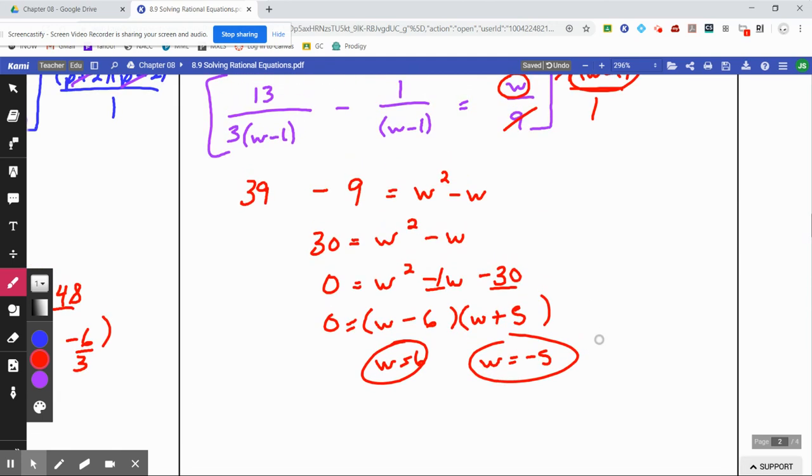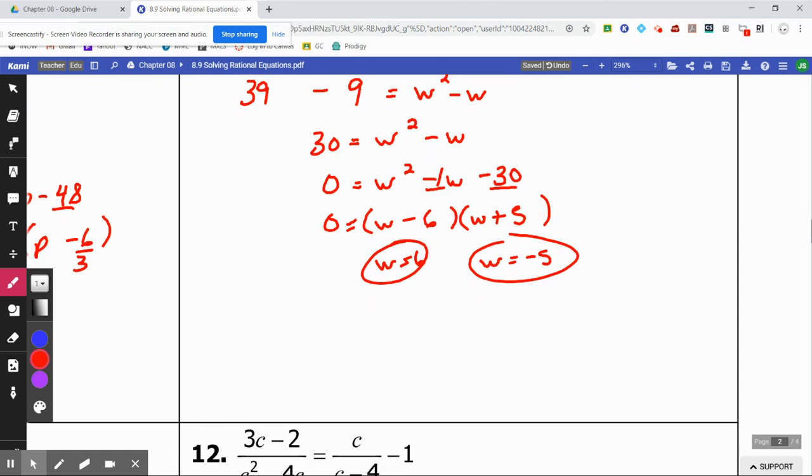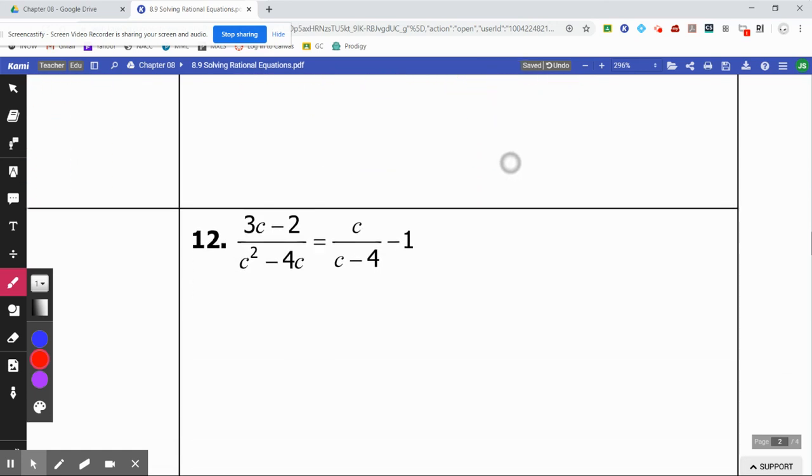Check for any domain restrictions. The only restriction is going to be w cannot be 1, so therefore both of those answers will be fine.